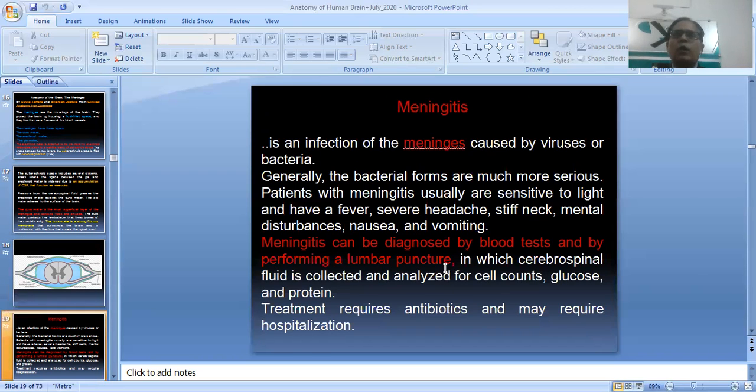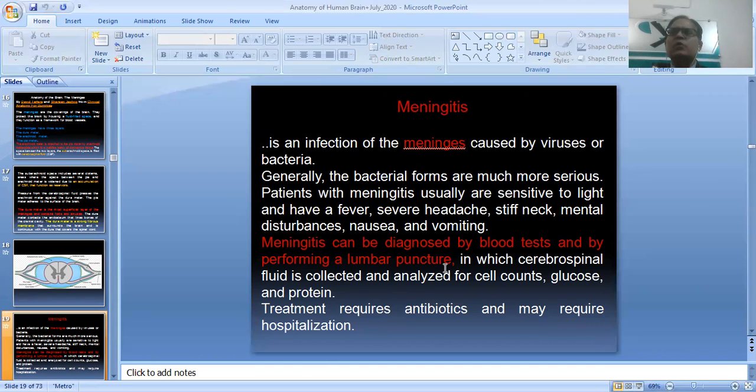Right. Now, meninges, I'm telling you again. What is meninges? I told you. It's because meninges is made up of three parts, right? It's a layer that's made up of three layers: dura mater, arachnoid mater, and pia mater. Now, what is meningitis? Meningitis is an infection of the meninges caused by viruses or bacteria. Sometimes bacteria and viruses create problems to the cerebrospinal fluid. Generally, the bacterial forms are much more serious.